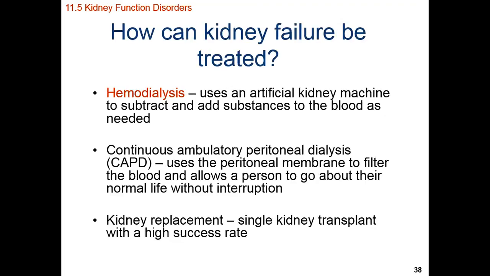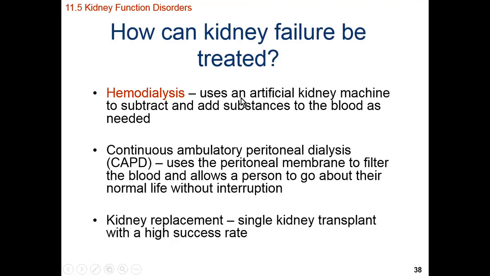So let's say somebody is suffering from kidney failure. What can they do? Well, the most obvious thing is get a brand new kidney replacement. And transplanting a single kidney has had a very high success rate. You could have someone go on periodic blood filtering. This periodic blood filtering is known as hemodialysis, or just blood dialysis colloquially.